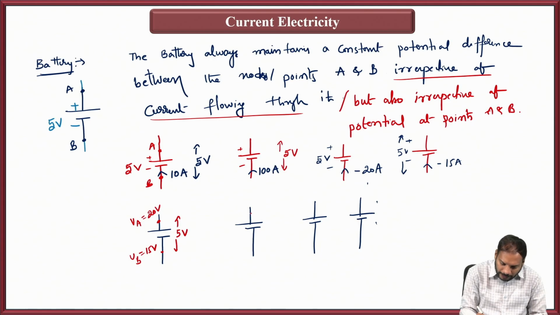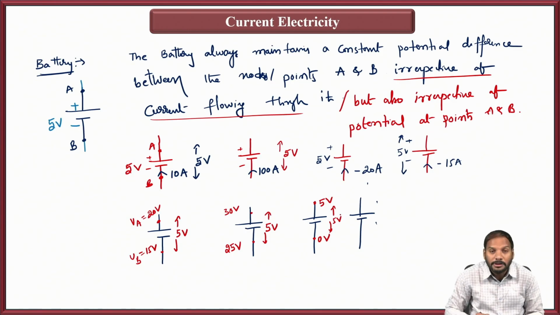Now a little bit I am going ahead. If this is 30 volts, then compulsorily this must be 25 volts, so that the potential difference between these 2 points is 5 volts. If it is 0 volts, then only it should be 5 volts. This you should also understand: the potential difference between the 2 points is 5 volts.